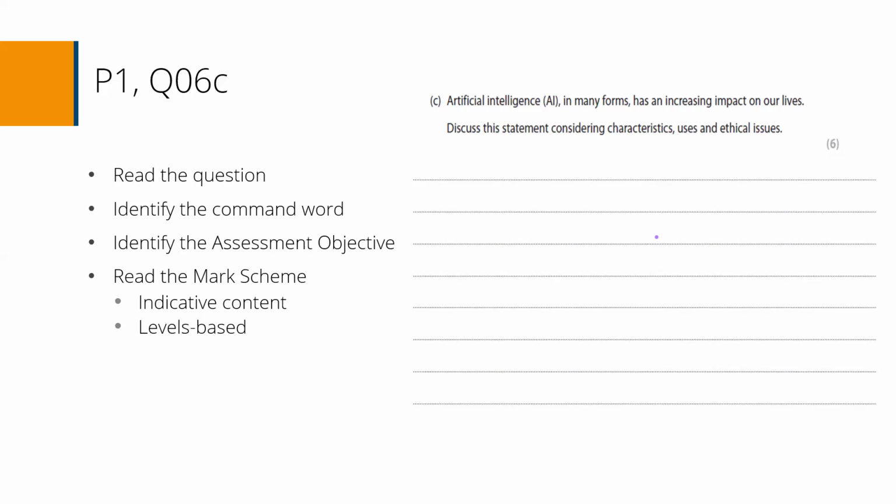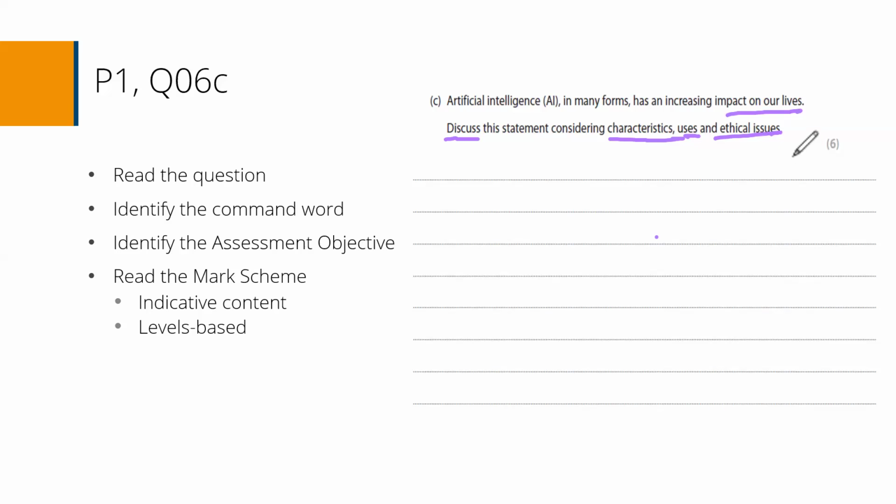So going back to the slide show I've got here, if I was getting ready to do this one, I would be going, okay, I need to talk about characteristics, uses, and ethical issues. And the question was, has many forms increasing impact on our lives? So I now have a context. So I've got to get these 3 things in the context of how does it impact on our lives?